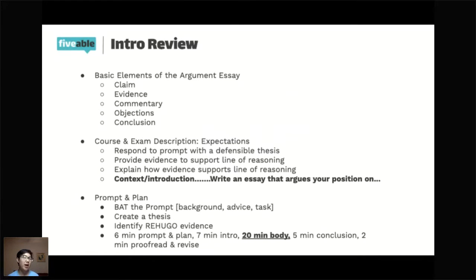So in order to write an effective intro, remember to BAT the prompt. Figure out the background, what are they advising you to do, the task, create a thesis, use the acronym REHUGO for evidence, which is actually going to get covered in the next slide. And in that 45 minutes or so that you're allotted, you should basically spend 6 minutes on reading the prompt, planning the essay, 7 minutes writing your intro, 20 minutes on the body paragraph, which is what we're going to focus on today, 5 minutes on the conclusion, and 2 minutes to proofread and revise.